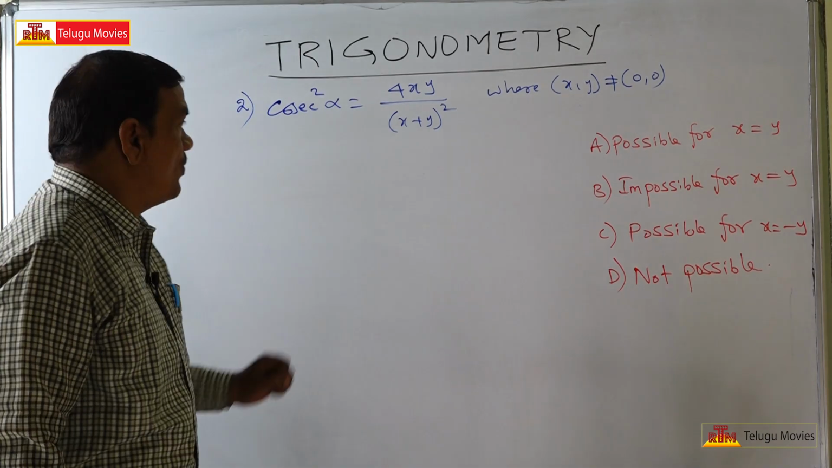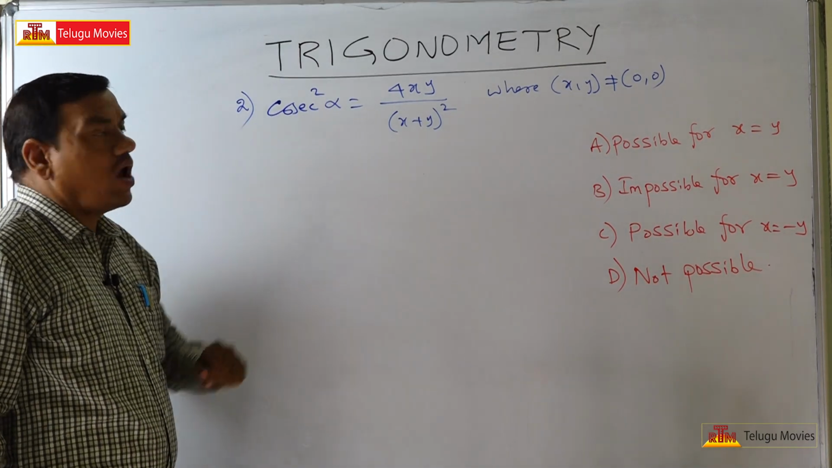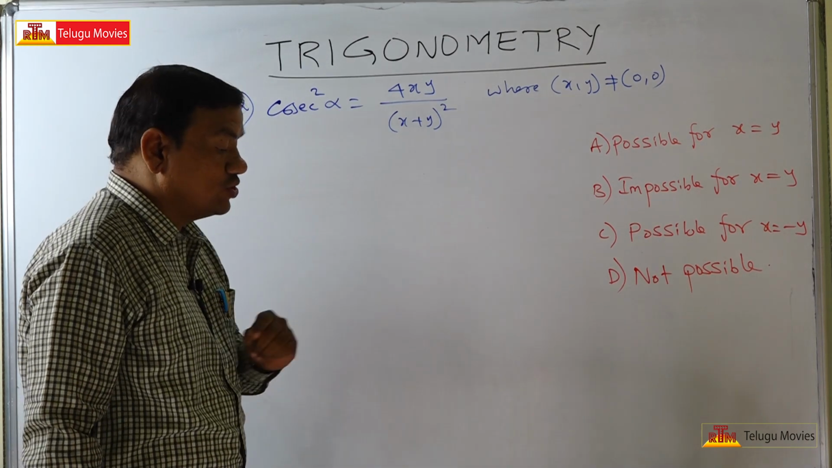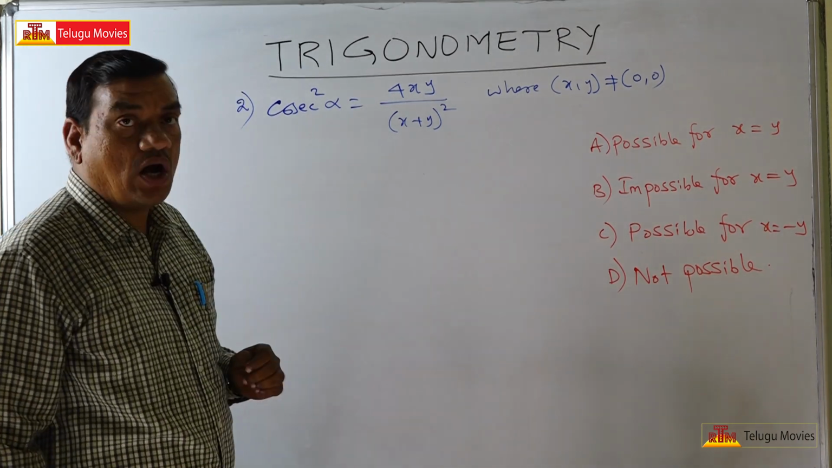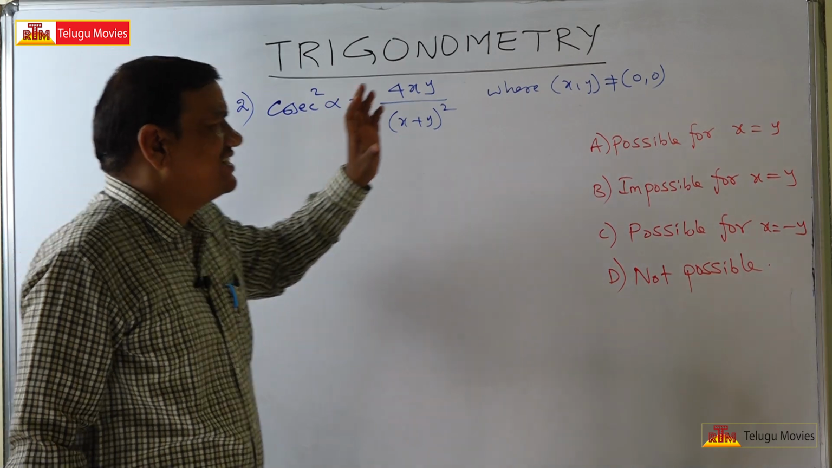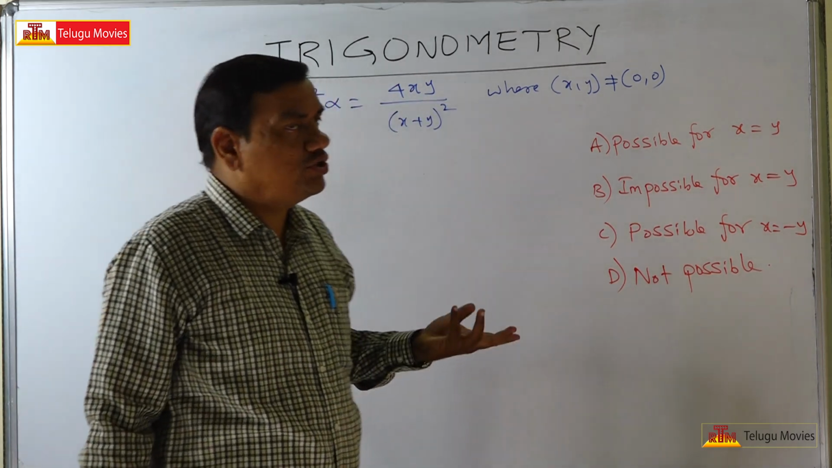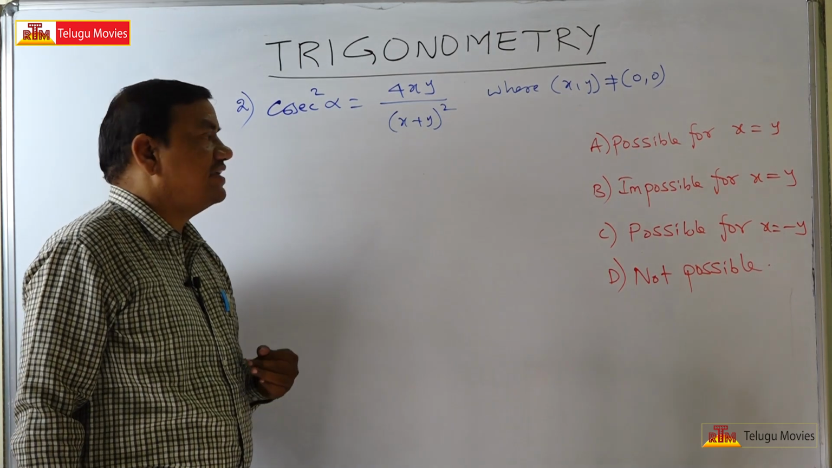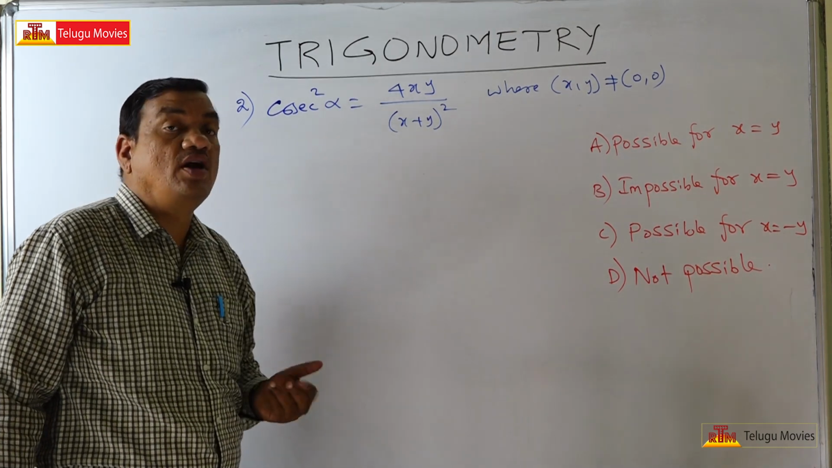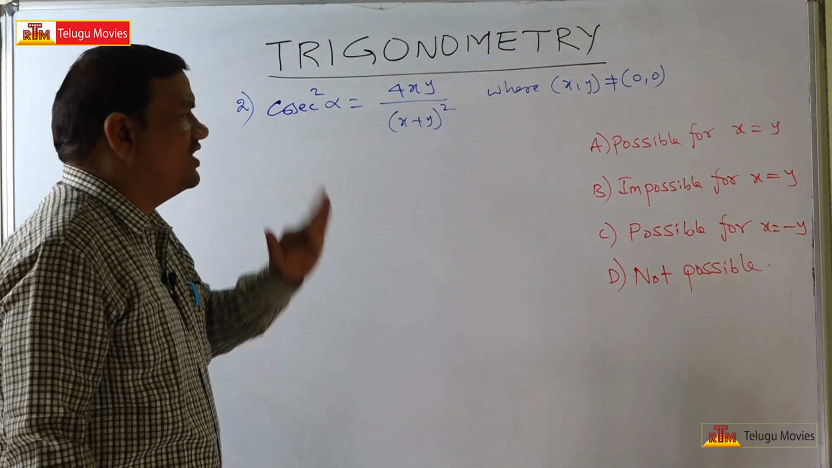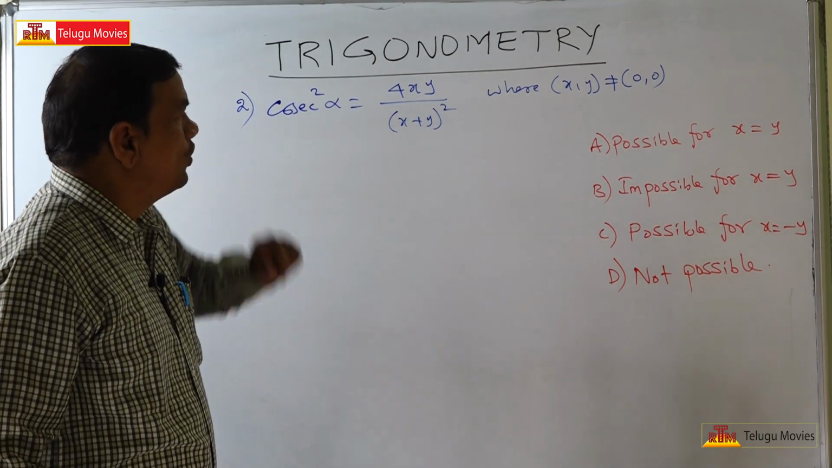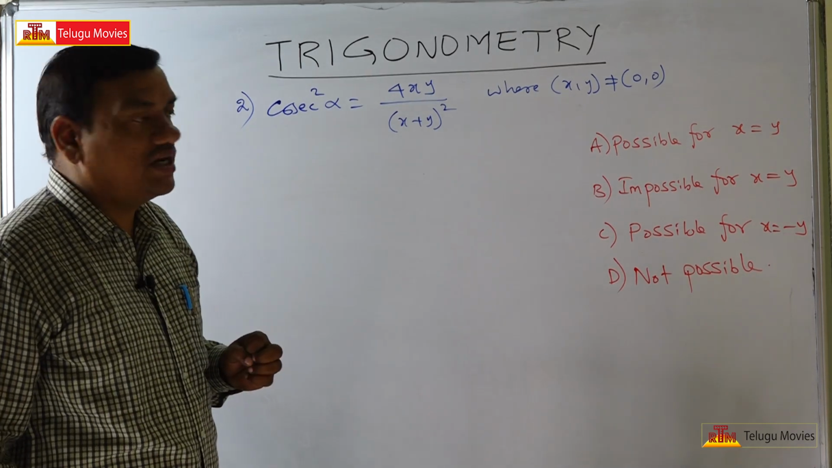Welcome to the second problem. Cosecant square alpha is equal to 4xy upon (x plus y) whole square, where x, y is not equal to 0, which means x is not equal to 0 and y is not equal to 0. Obviously it should be so, because x plus y is in the denominator. x and y both should not be equal to 0. Okay? So that is defined like this. This is saying that both are not equal to 0.